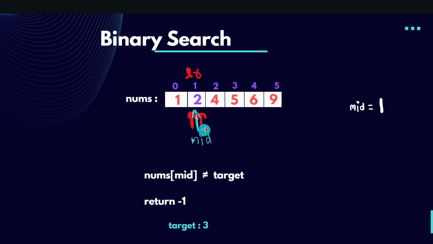Why will the mid be here? Because (1 + 1) by 2. That's only left plus right by 2, that is (1 + 1) by 2, which is again the same thing. That is 1 only. So with this also we assume that nums of mid is not equal to target, so we can return -1. The number does not exist.